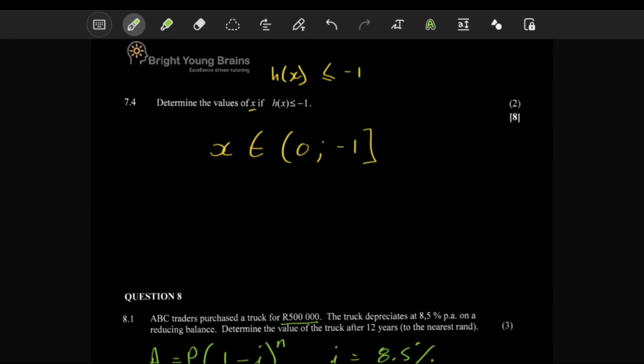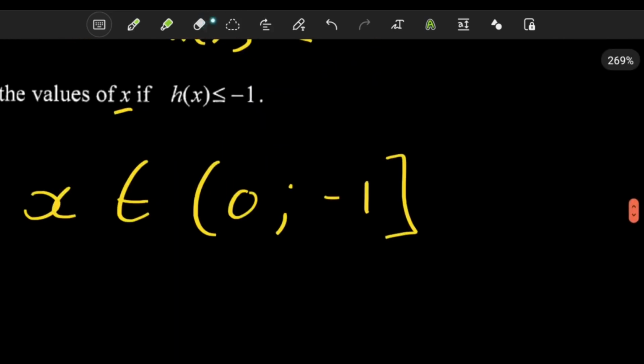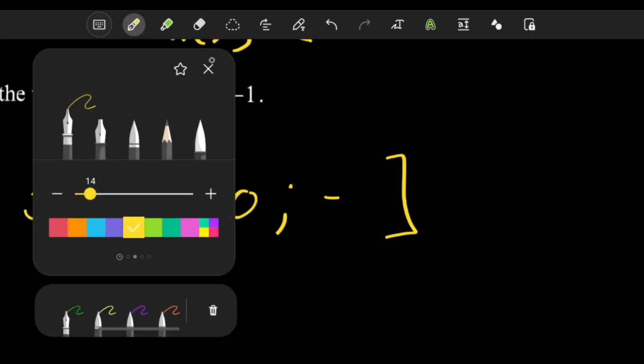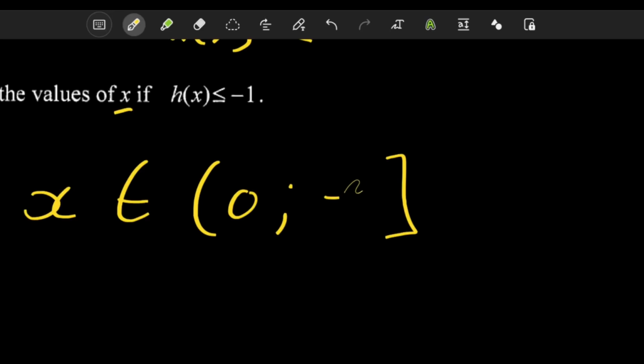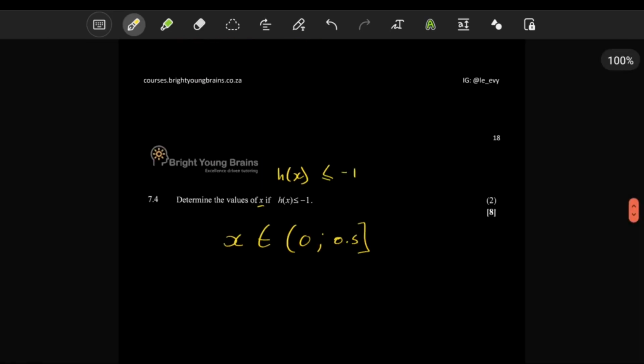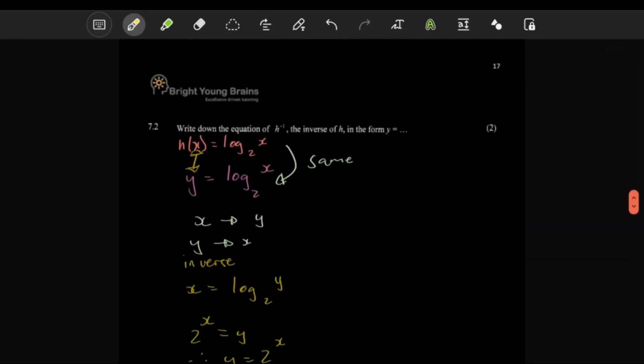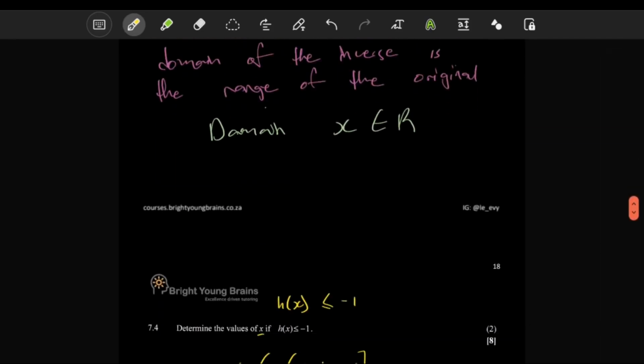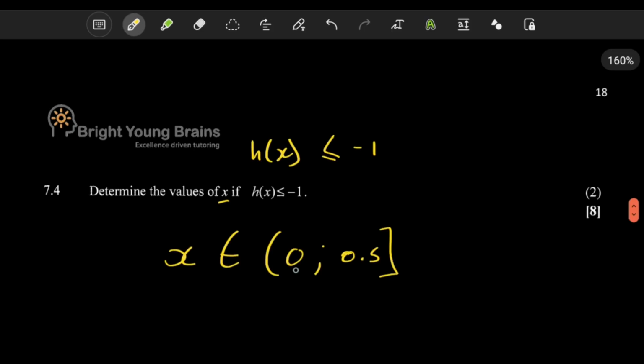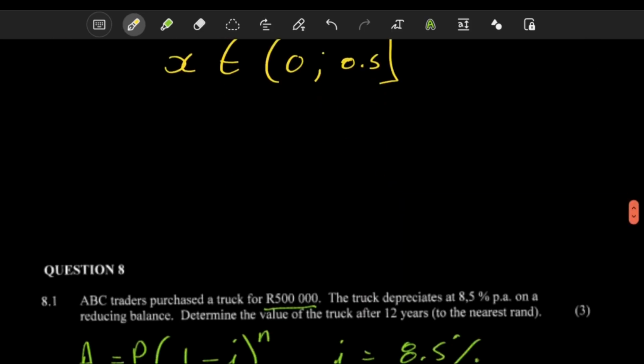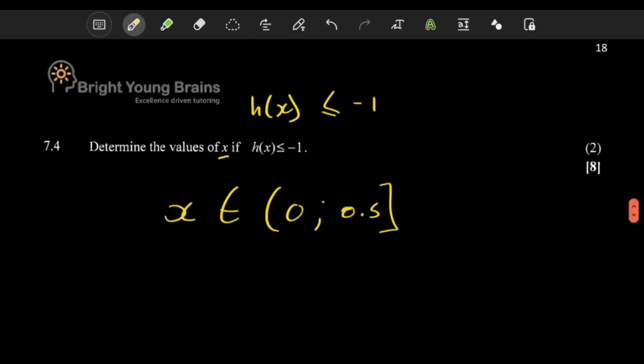7.4, yes, my 7.4. Wait, my 7.4 looks a bit off. Where's the graph? Why did I put a 1? No, I meant a half. I'm so sorry, I meant a half, guys. I'm pretty sure the comments came, but I fixed it. So for 7.4, it's between 0 and a half. Thank goodness I went to check.